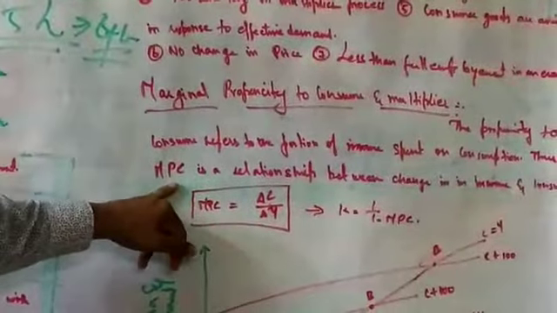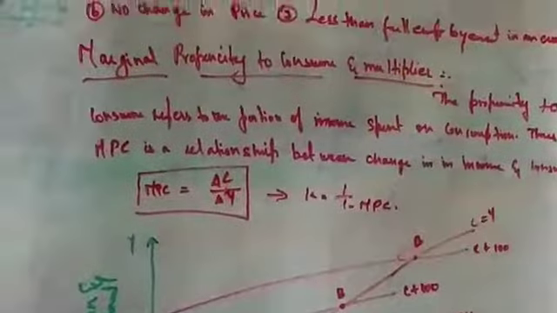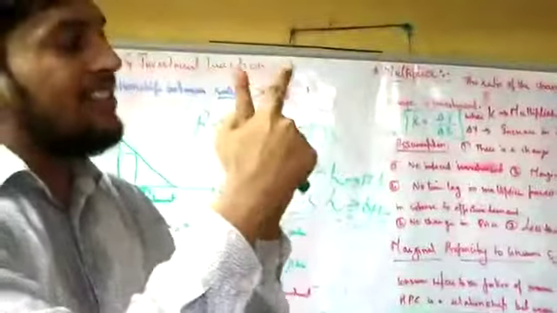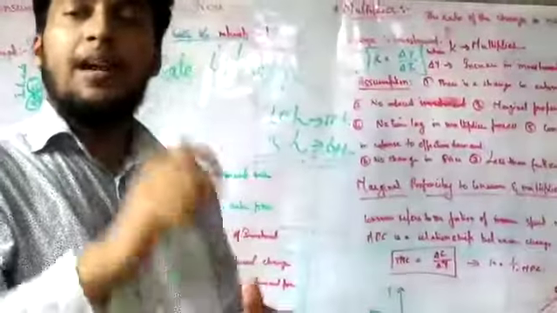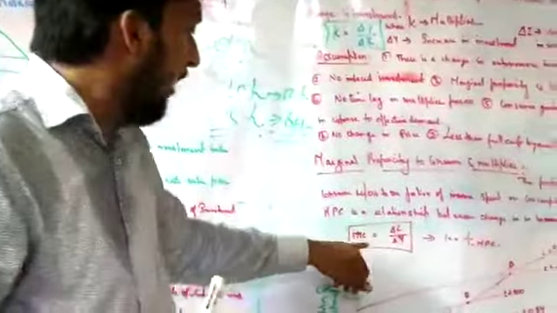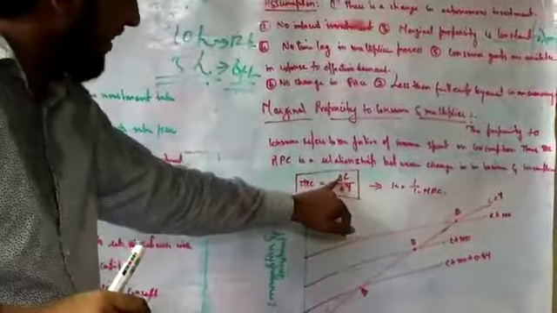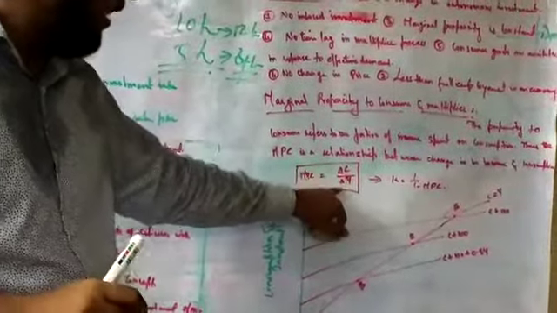Thus, the MPC, the marginal propensity to consume, is a relationship between change in income and consumption. When you want to understand the change in income and the change in consumption, you can understand that with the help of the marginal propensity to consume. That's the formula given. MPC is equal to change in consumption divided by change in income, right? Change in consumption divided by change in income.